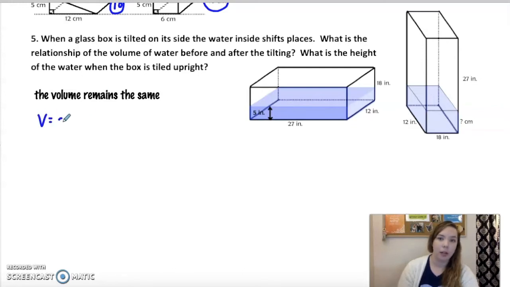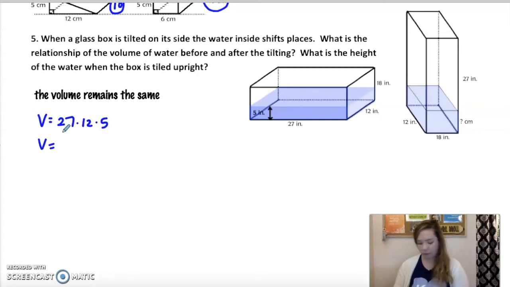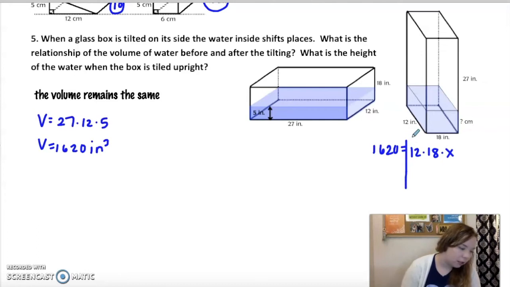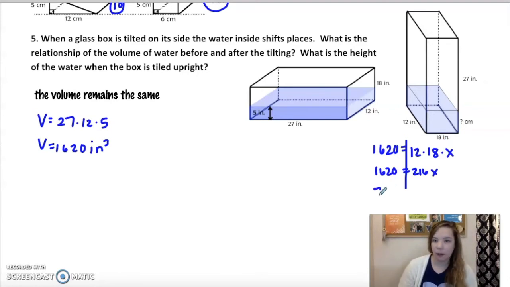So we have volume equals 27 times 12 times 5, which is 1,620 cubic inches. All volume will be units cubed. And then here, if I know my volume is 1,620, then I can do 12 by 18 by our missing value for this piece of our rectangular prism. So 12 times 18 gives us 216. So we'll take 1620 divided by 216, and we get 7.5. So 7.5 inches should be the height of the water on this prism.